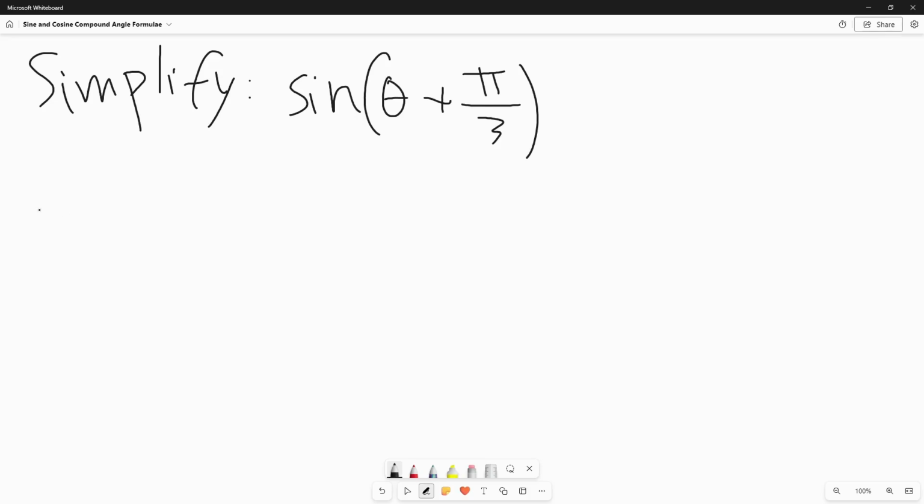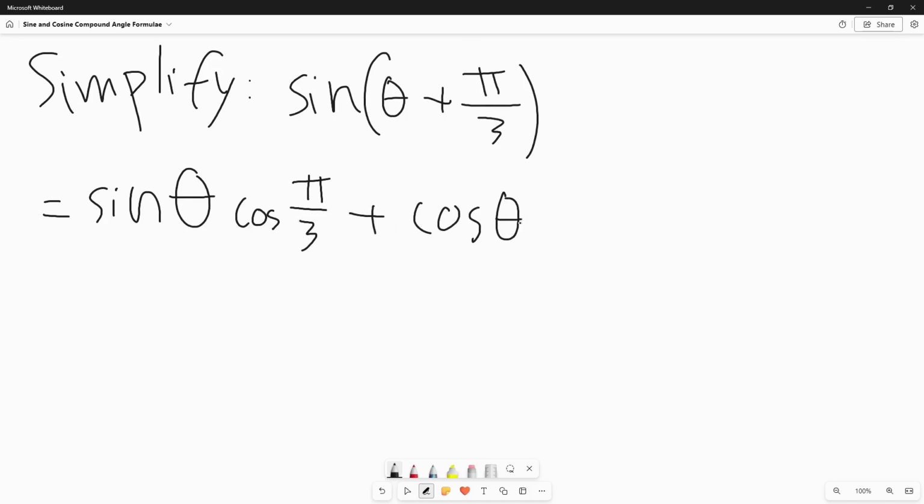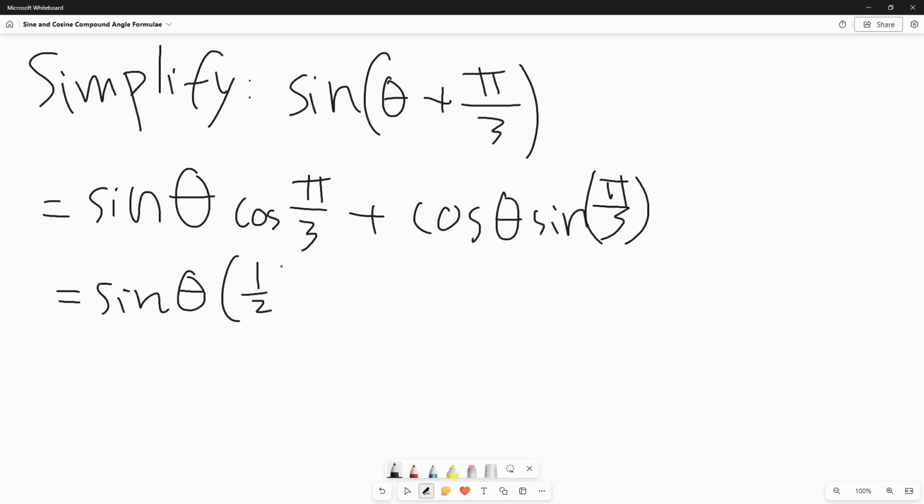So we can make this into the sine compound angle formula, and it's equal to sine theta times cosine pi over 3, plus cosine theta times sine pi over 3. And we can't figure out what sine theta or cosine theta is, because we don't know what theta is, but we know what cosine of pi over 3 is and what sine pi over 3 is. So this is equal to sine theta, cosine pi over 3 is 1/2, plus cosine theta, sine pi over 3 is just square root of 3 over 2.